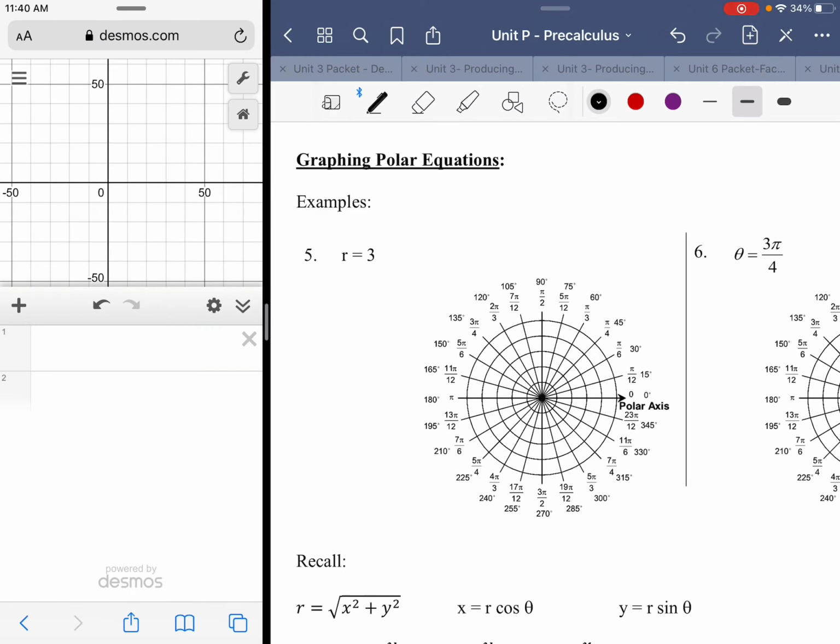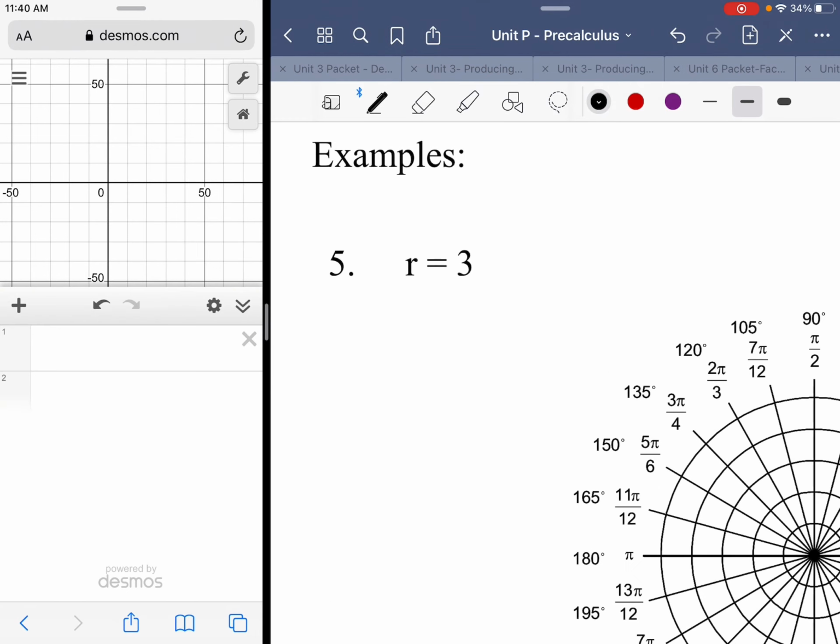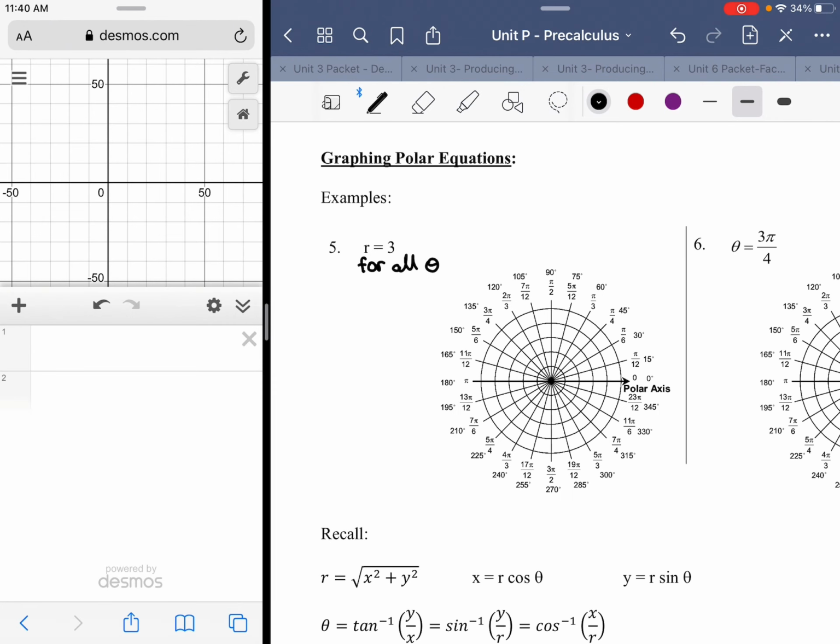So we're going to learn how to graph polar equations. Now, in some cases, it's really easy. Here it's saying r is equal to 3. Okay, r is equal to 3. That's wonderful. It's implied that r is equal to 3 for all theta. So for every theta, the r value is equal to 3.